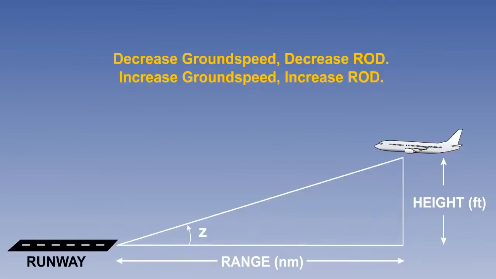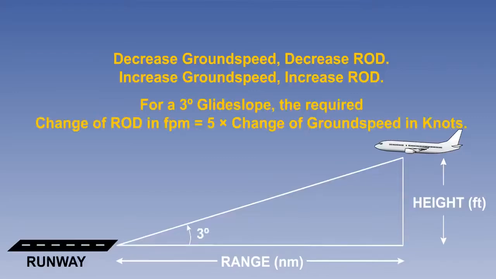The rule is, for 3-degree glide slopes only, that the required change of rate of descent in feet per minute is 5 times the change of ground speed in knots.